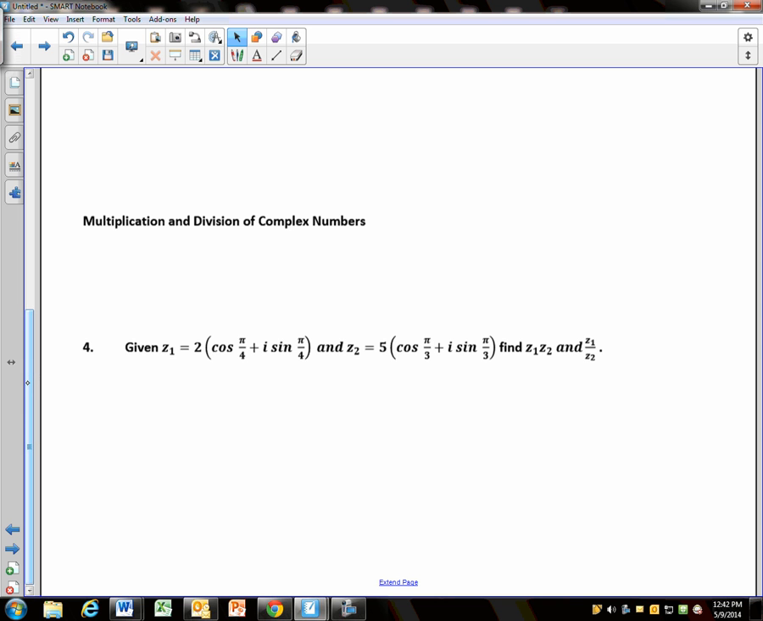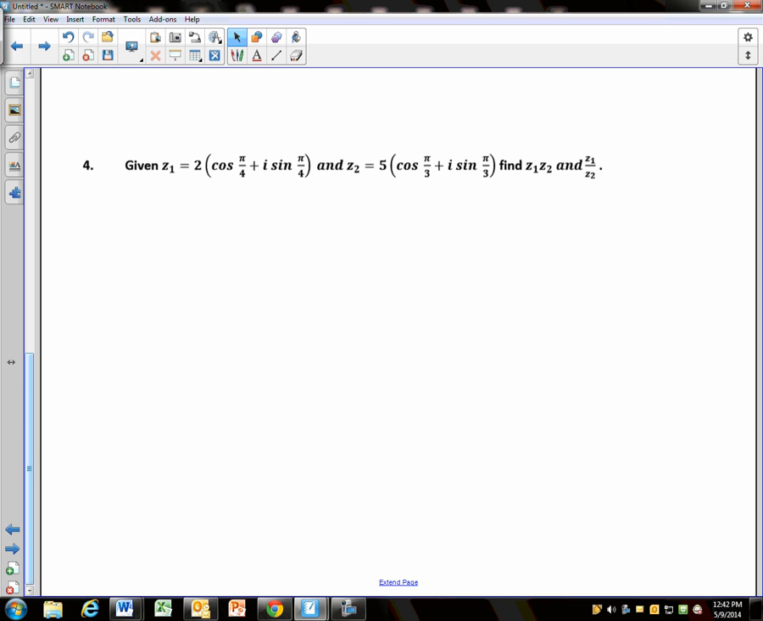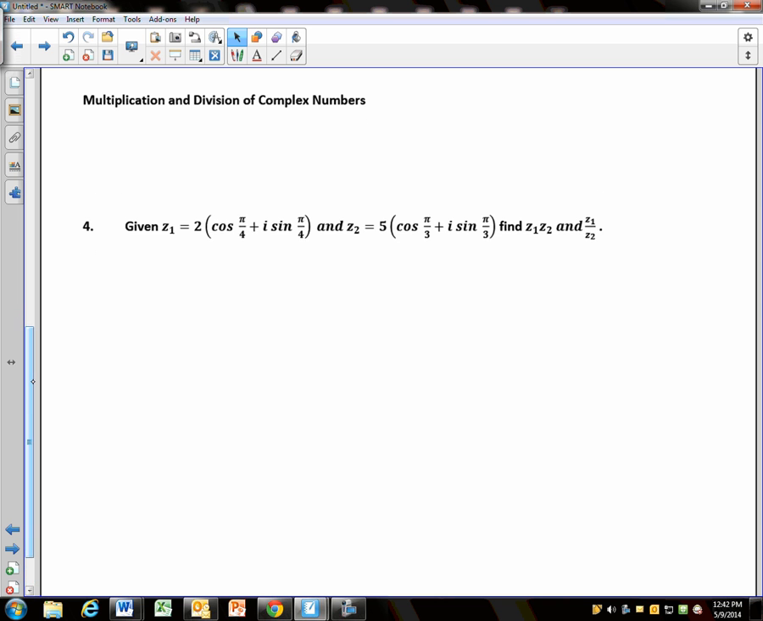Now what we're going to do is we're going to take these trigonometric forms of complex numbers and we're going to multiply them together. So this is going to be a lot of writing down right here, but the problems are really easy. If you can follow what we write down, it's really going to help you for Monday. Otherwise, Monday you'll be very confused.